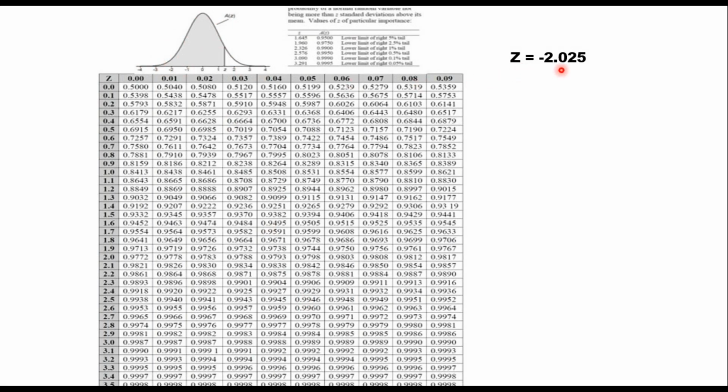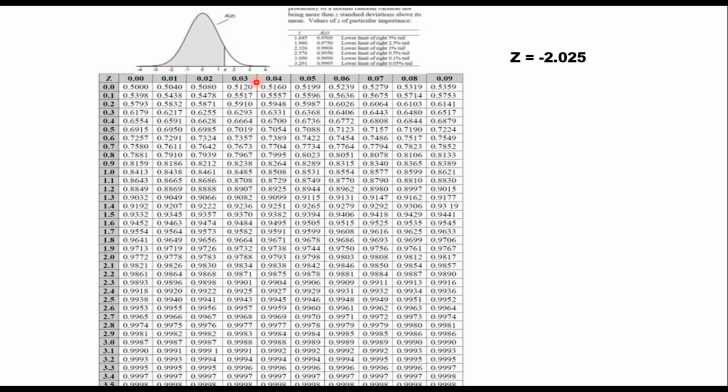Now for each Z value, we can find out the area under the curve from the standard table. For example, the first row, Z is minus 2.025. Here you see all these values are positive. Here is 0, the right side is the positive values and the left side is negative. So 2.025 will lie somewhere here, between minus 1 and minus 2. We are basically interested in this small area here.